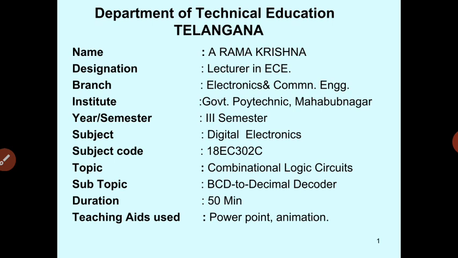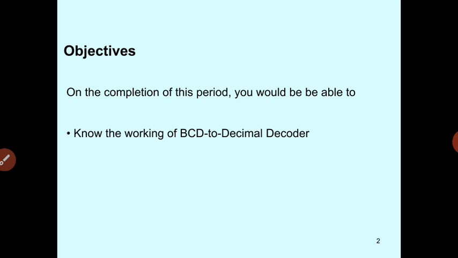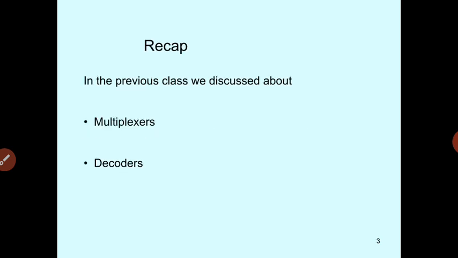BCD to decimal decoder is one of the important applications of the decoder circuit. In today's lecture, we will mainly concentrate on this circuit. Upon completion of this lecture, you will be able to understand the working of the BCD to decimal decoder. In the previous lectures, we discussed multiplexers, demultiplexers and decoders.